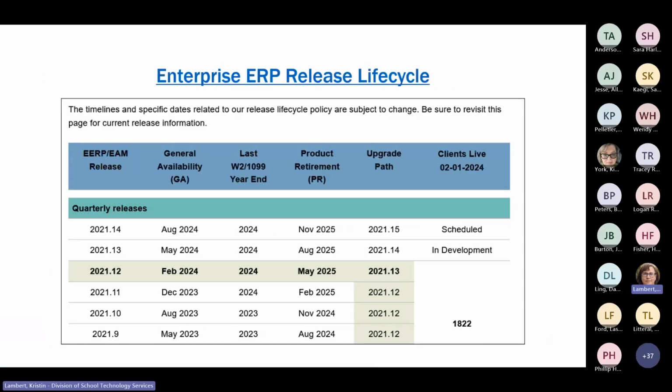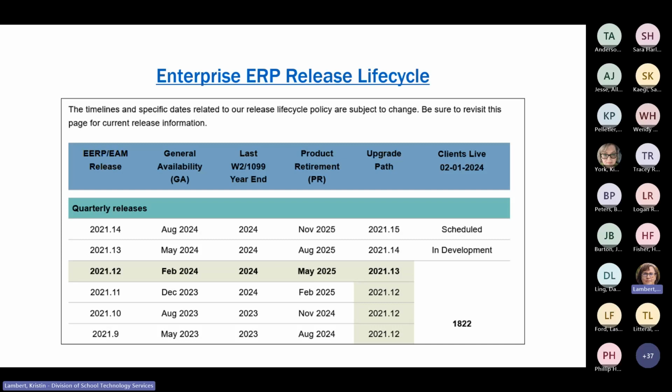In this screenshot, the hyperlink up in the title gets you access to the lifecycle page on Tyler Community. I talked about most districts being in 2021.10. That retires in November of this year, 2024. So you'll need to upgrade before then, or else you won't be able to do your W-2s. The last W-2 1099 release was 2023. The release that's available now is version 2021.12. It became available this February.